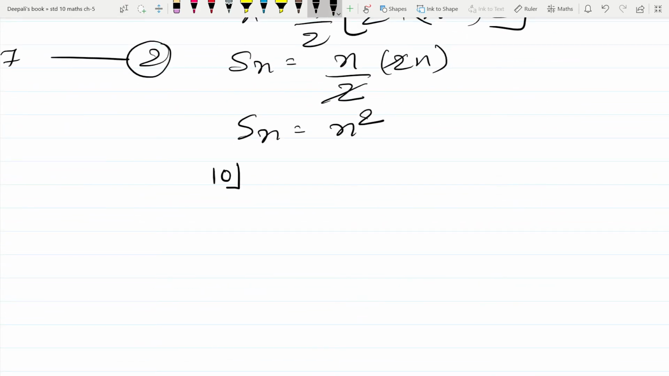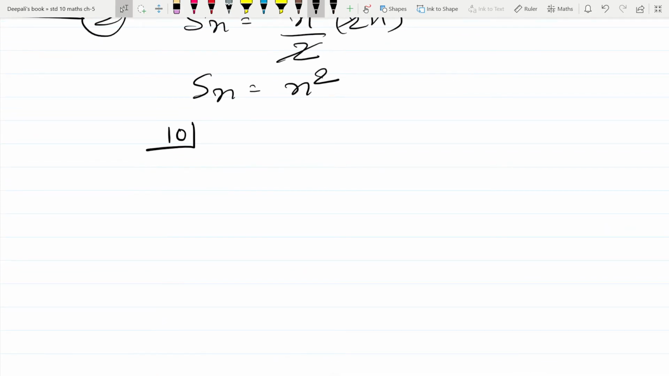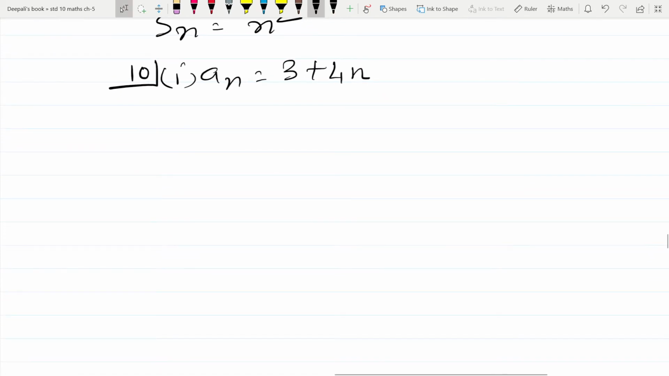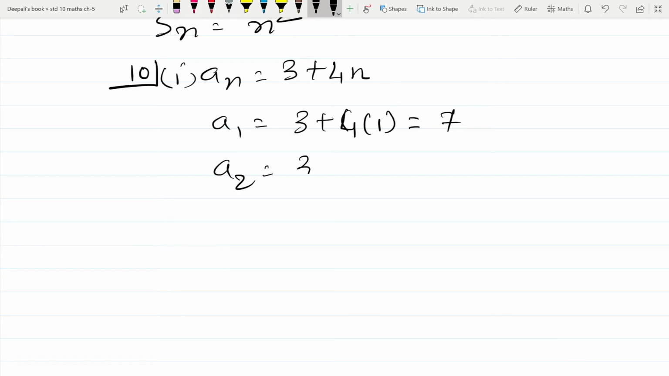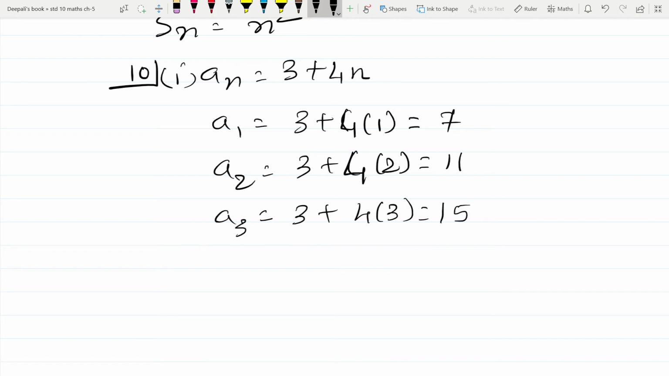Now number 10. Show that A1, A2, ..., An form an AP when An is defined as below. So An is equal to 3 plus 4n. That is the first part. Very simple. I will take A1. So 3 plus 4 into 1 is equal to 7. A2 is equal to 3 plus 4 into 2 is equal to 11. A3 is equal to 3 plus 4 into 3 is equal to 15. A4 is equal to 3 plus 4 into 4 is equal to 19.